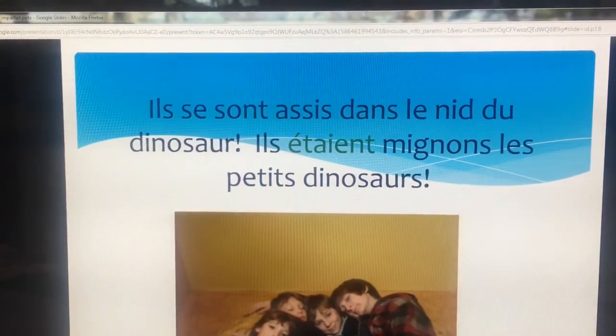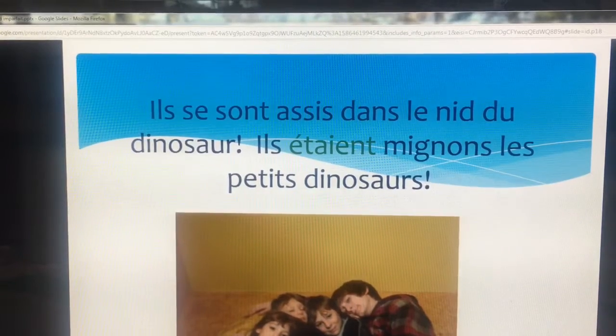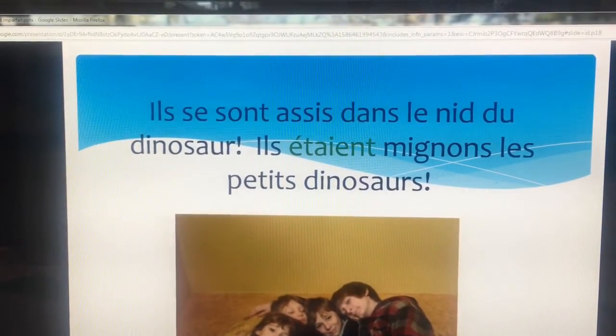Ils se sont assis dans le nid du dinosaure. Ils étaient mignons, les petits dinosaures. Again, description of étaient mignons. The fact that they sat in the nest is something that's over and done with. They're no longer sitting there.